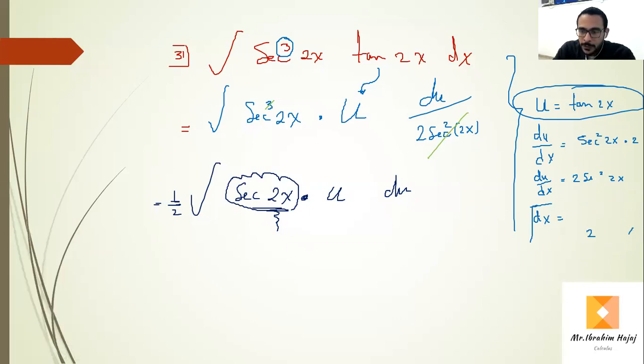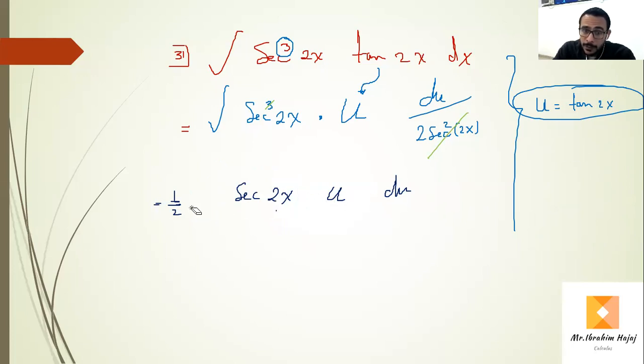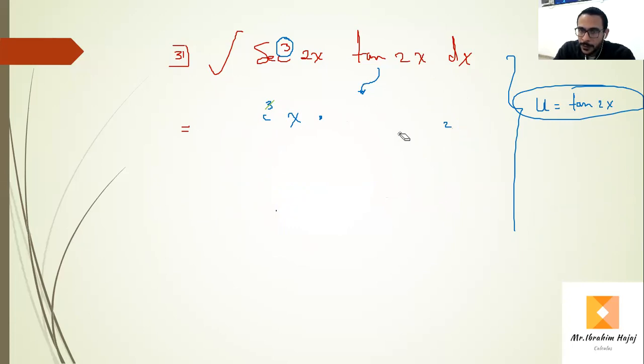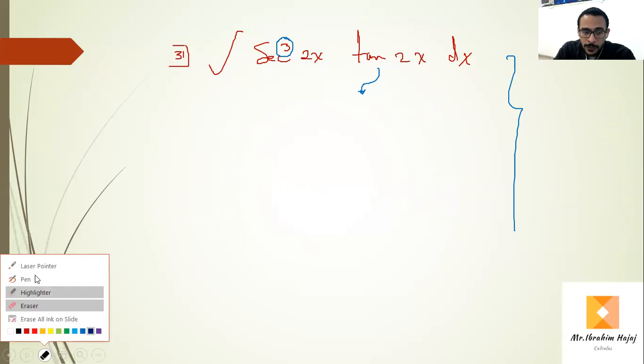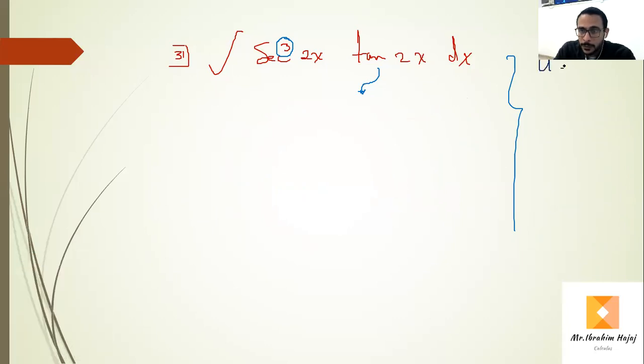You have to erase all this, and that's why I always say to choose the u that is a function raised to a power. I know the answer will be like this, but I would like you to pay attention that your choice of u matters. You have to choose u correctly from the beginning. So let u be sec 2x, so that u squared or u cubed works here.